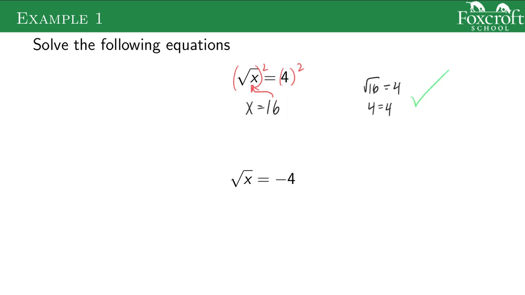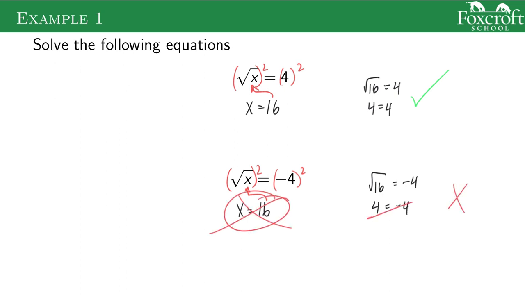Next problem. I square both sides because the square root's already by itself. I get x equals positive 16, because negative 4 times negative 4 is positive 16. When I plug this into the equation, I get the square root of 16 equals negative 4. That's 4 on the left and negative 4 on the right, and that is not true. So this actually is not an answer.